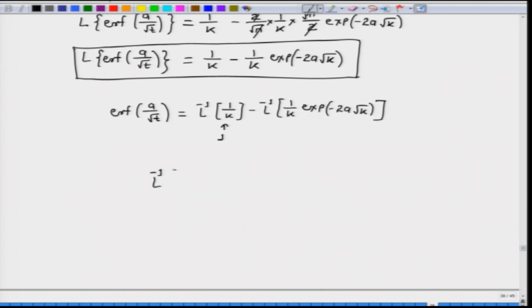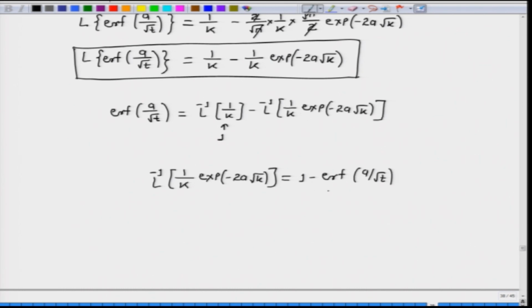L inverse of 1 by k exponential minus 2a root k should be equal to 1 minus error function a by root t. This is an important result, because when we solve the diffusion equation we will do the Laplace transform, and to get back the original solution when we take the inverse Laplace we will have to refer to this kind of solutions, and so this is an important result here.